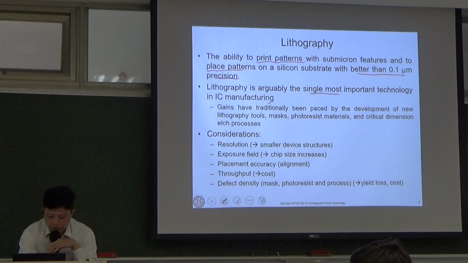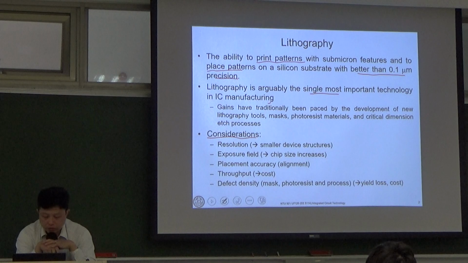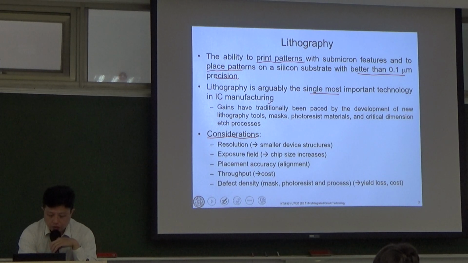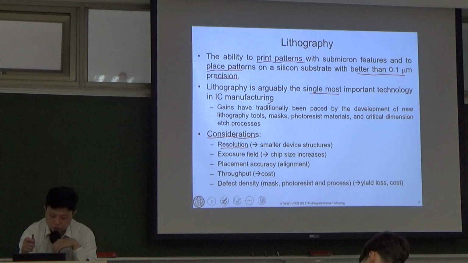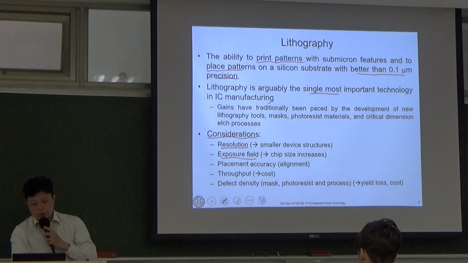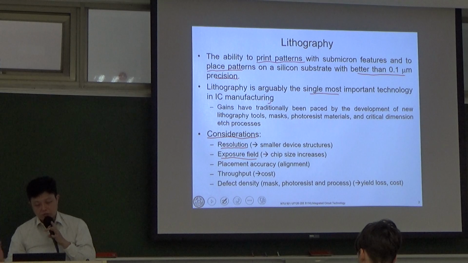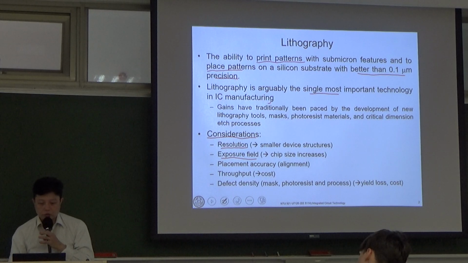Okay, so what should we consider in the lithography process? Okay, the first one, resolution, which means how small can you make the device. The smaller the better, right? Because we continue Moore's law, we want to reduce the feature size. And also the exposure field. Because our chip size will increase, as we follow Moore's law, right? The smaller the device, the more we increase the chip size.